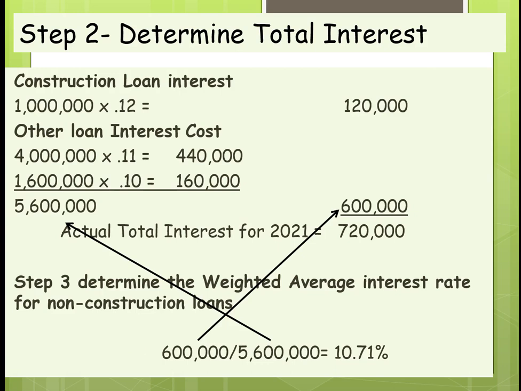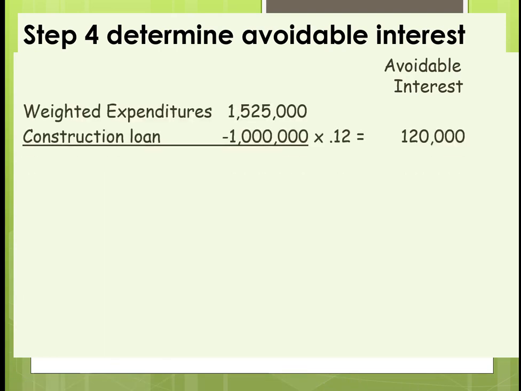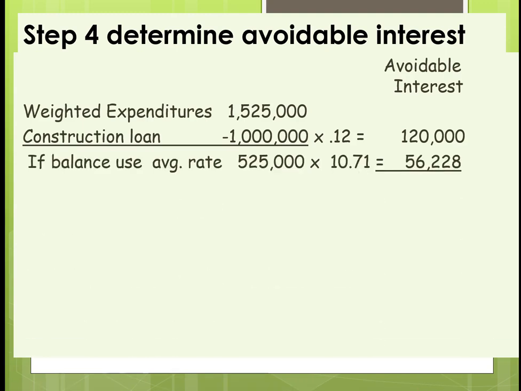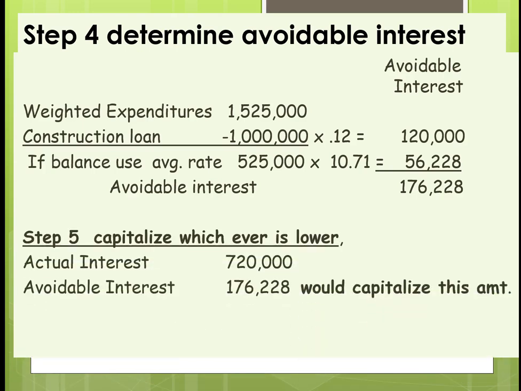Now we're going to determine the avoidable interest. So to do that, we're going to take our weighted expenditures, subtract out the construction loan, which was at 12%, and the balance is going to be multiplied by that weighted interest rate, which tells us avoidable interest, if we had not worked on this project, was $176,228. Now we're going to capitalize whichever is lower. So in this case, the lower amount is the avoidable interest, so that's the amount we're going to journal entry.